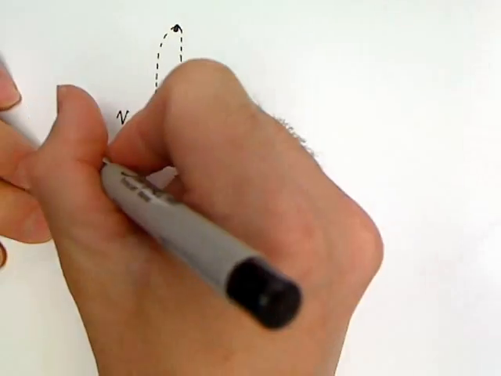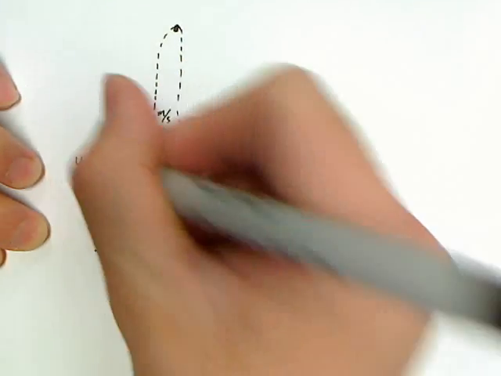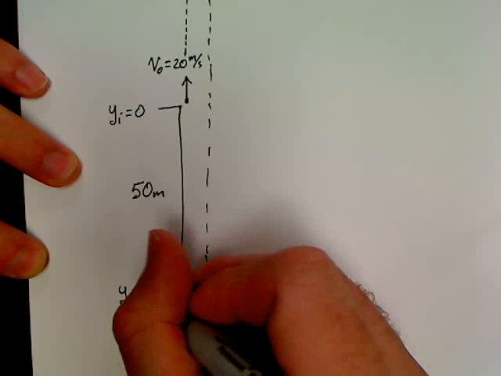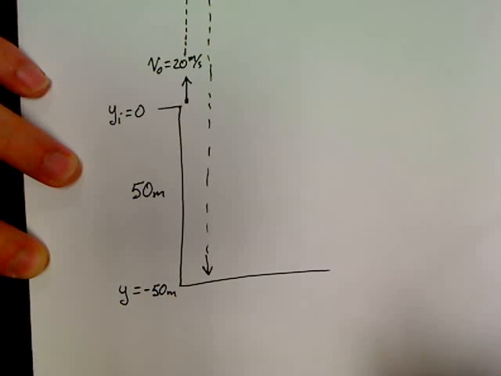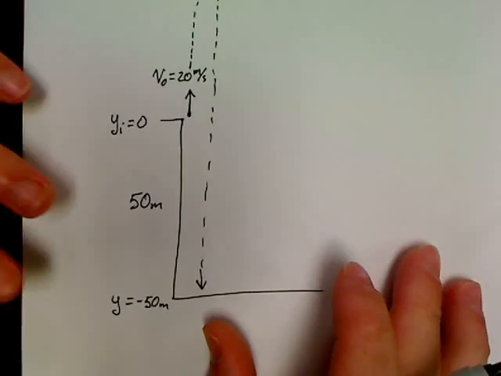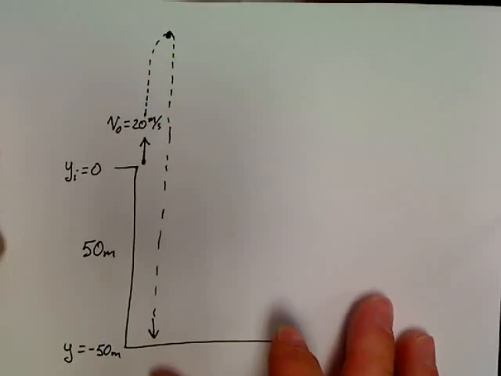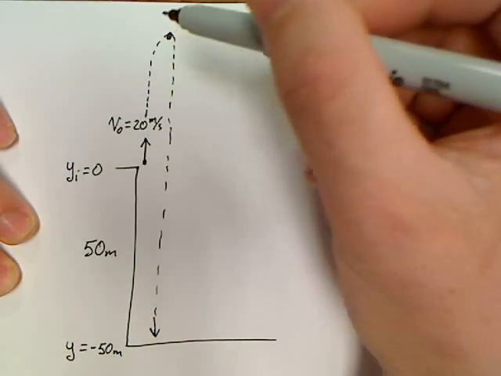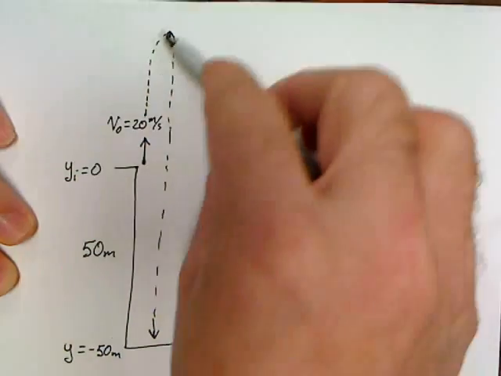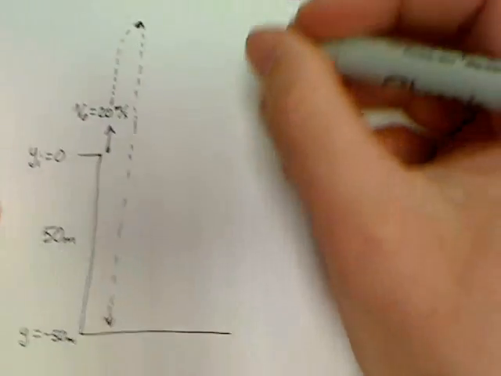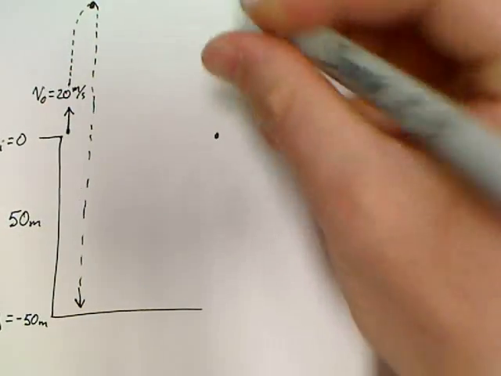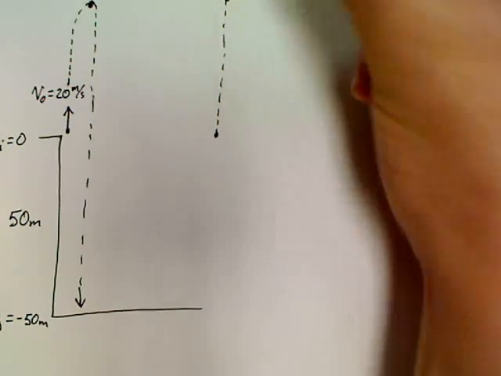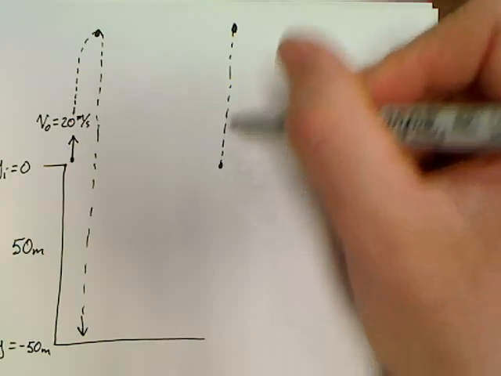Now, in this case, I like to call the top my y initial. I call it 0. The bottom is my y final. I like to call it negative 50 meters, because that's where the bottom is. All right, let's look at the things it asks. Part A asks us to find how long it took the stone to get to the top. So I don't want to look at this entire thing. For part A, all I want to look at is from here to here.